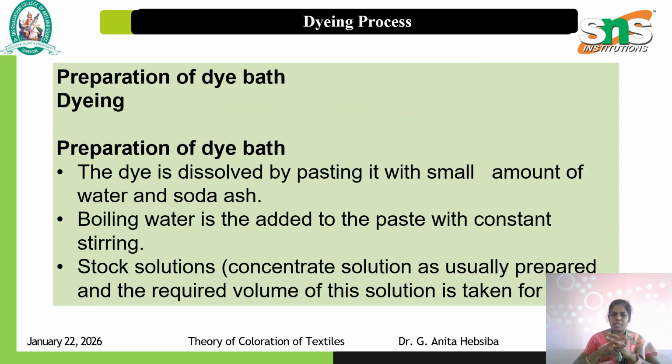Now coming to the dyeing process, there are two important steps. One is the preparation of the dye bath and the other one is the dyeing. Here this direct dye is completely soluble in water, so the dye is dissolved by pasting in a small amount of water, and sometimes you need soda ash for complete dissolution. Boiling water is added to the paste with constant stirring. When you go for dyeing, you prepare a stock solution, for example 10%. From that you can go for 1%, 2%, 3%, 4%, whatever you need. So stock solutions are usually prepared and then appropriately diluted and used.